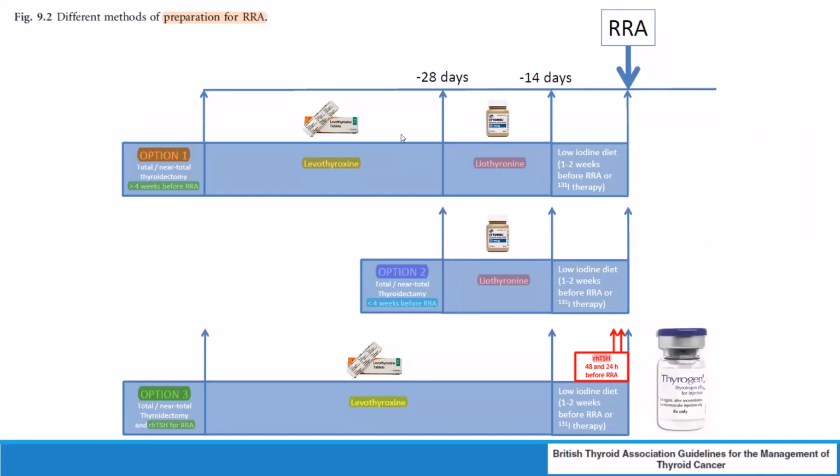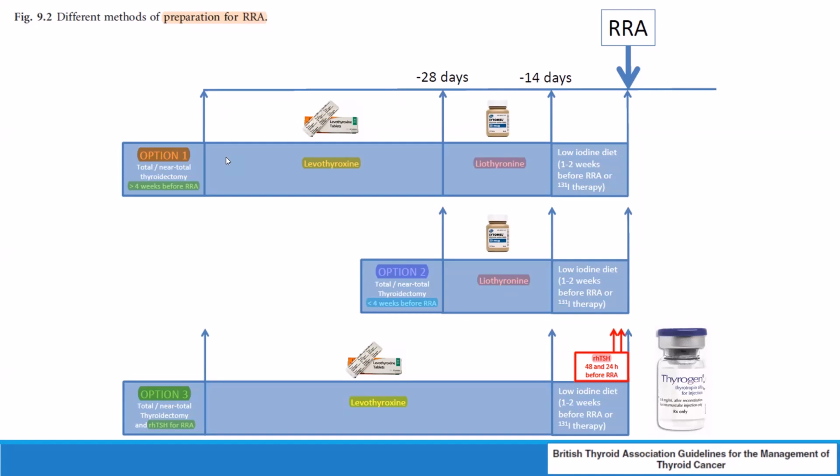What if TSH is not more than 30? Actually, if we stop liothyronine for 2 weeks, it must be more than 30. Liothyronine half-life is short, and once we stop levothyroxine for more than 4 weeks, TSH must be elevated to more than 30. And actually, in some situations, I will discuss it later on in the next session, inshallah.